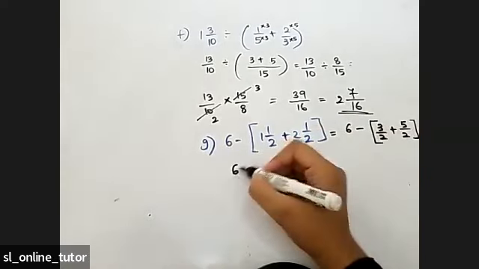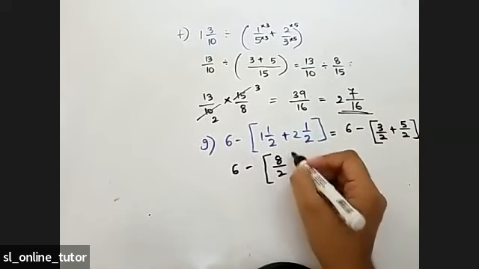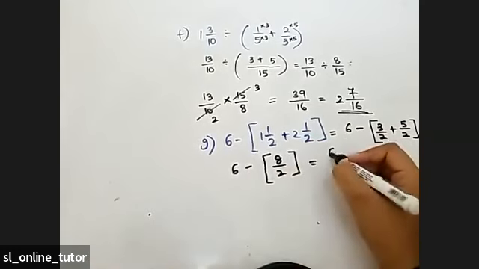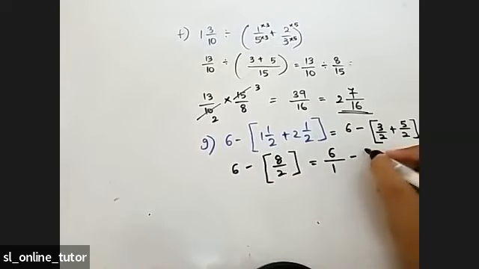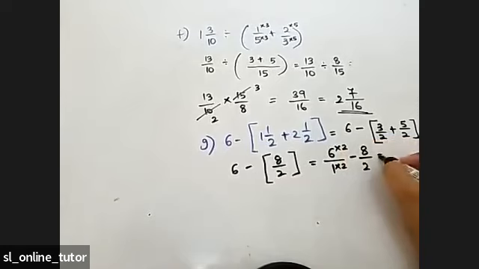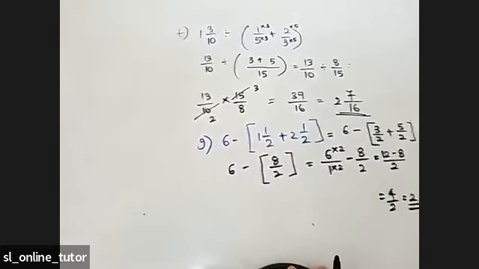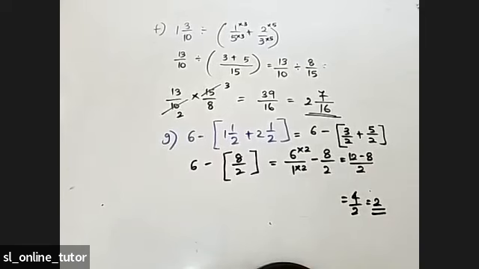Now solve it. 6 minus, you can see the denominators are the same, so no problem. You are getting 8 upon 2. But can you understand? This 6 is standing alone, that means the denominator is 1. Now make the common denominator 2. You are getting 12 minus 8 upon 2, right? That means 4 upon 2. So 4 upon 2 means 2. So this is the final answer for G part.